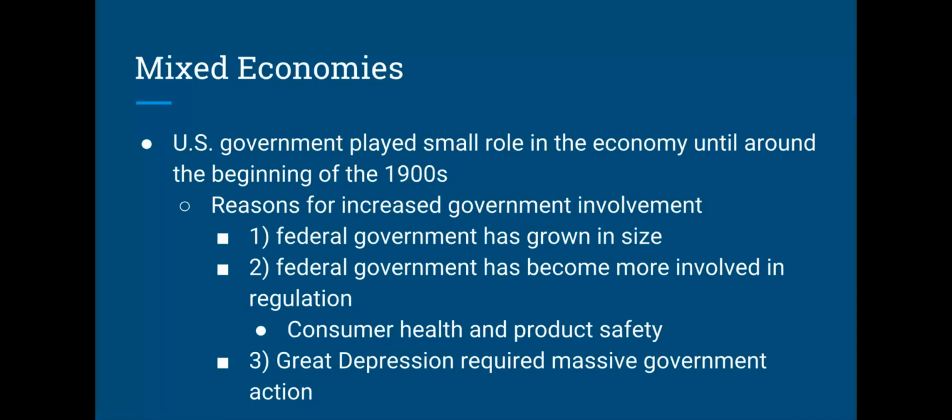So, in looking at the U.S., the government played a small role in the economy until the beginning of the 1900s. The reason government involvement increased was because of the actual size of the government. And with that government involvement, they decided to increase regulation. This is really in the progressive era. They focused on consumer health as well as product safety. And then the Great Depression actually required a massive amount of government involvement within the economy.